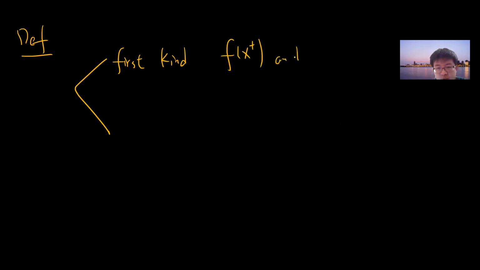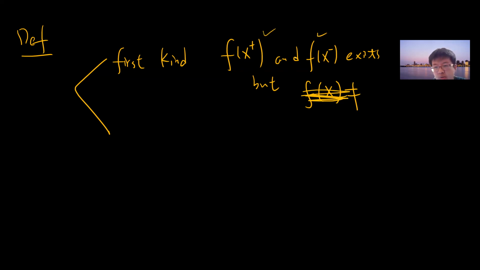So there are two kinds of discontinuity. The first kind is that f(x+) and f(x-) exist, but the limit does not exist. So this is called the first kind.